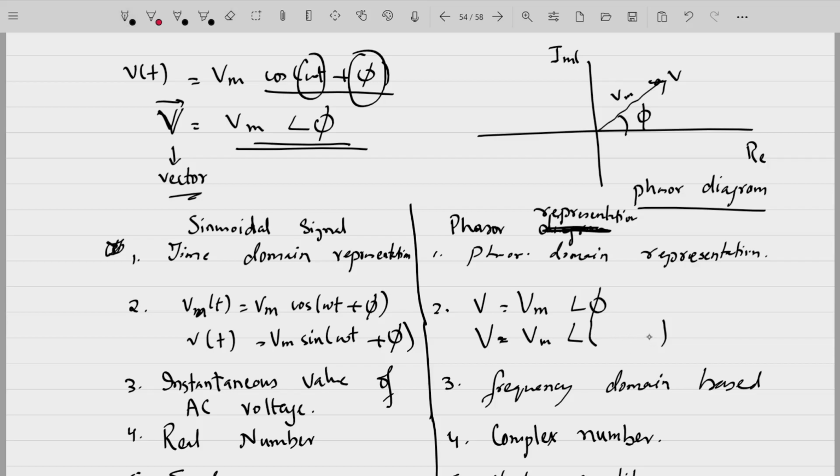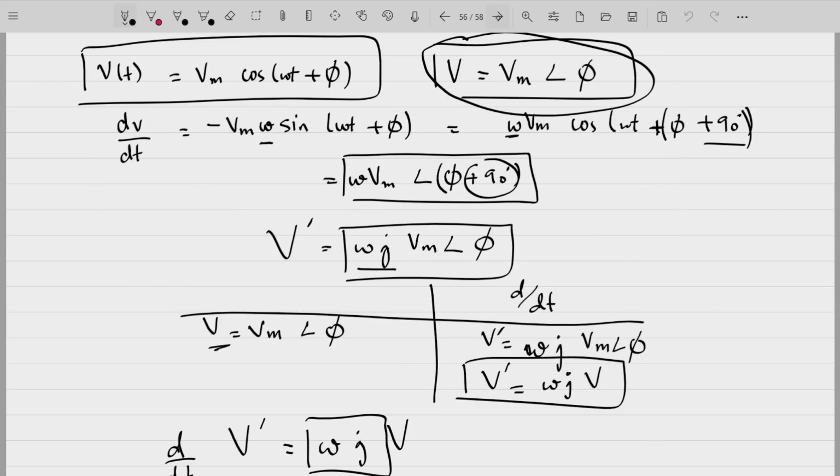ये यहाँ पे 5 minus 90 था, not 90 minus 5. Solve this.